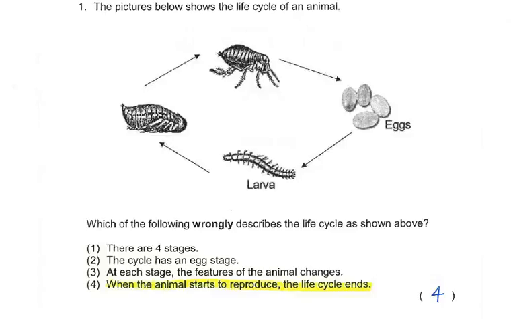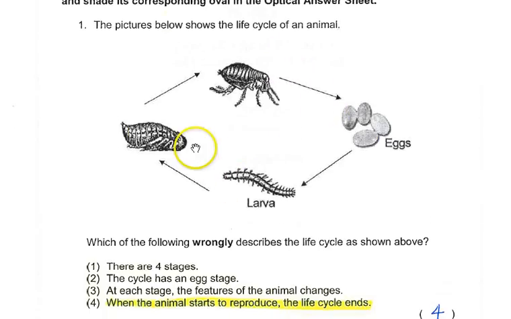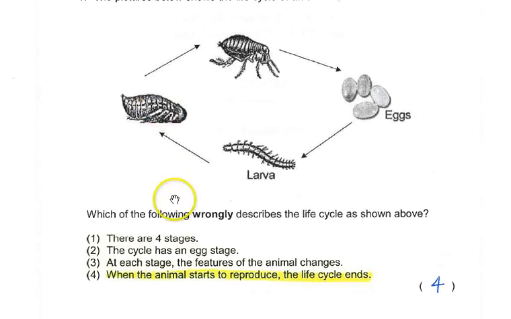Right, this is your essay 1 paper 2015 science, section A, multiple choice. The picture below shows the life cycle of an animal. It looks like a flea. Then it goes here, right, to the egg, larva, and pupa, and this way. Now, which of the following is wrongly described?